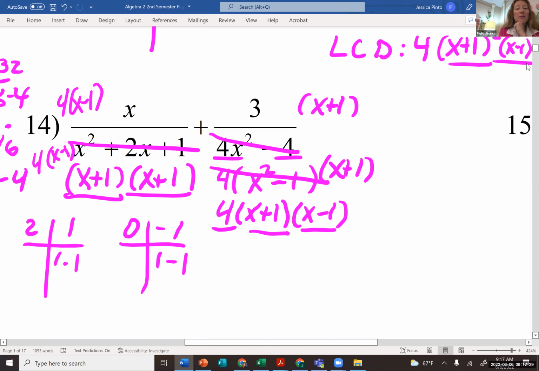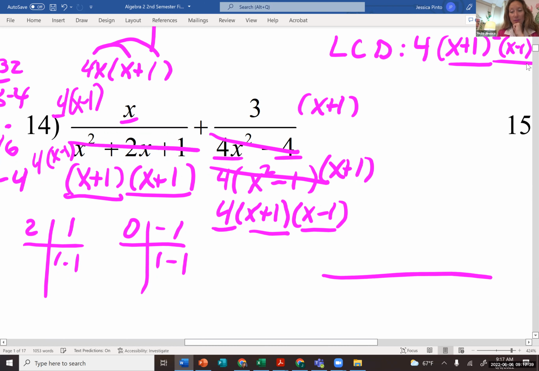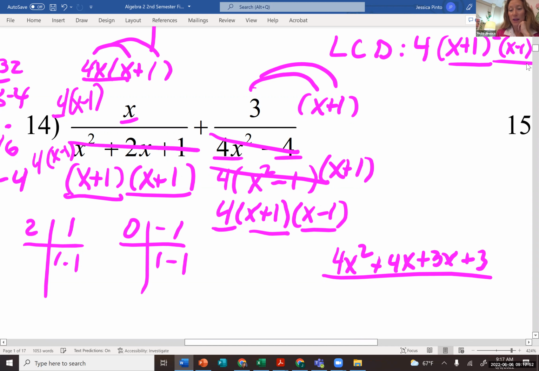So when I think of this, I'm going to think of it as 4x times x plus 1, and I'm going to distribute that to get, where will I write my answer? I'm going to write it right here. And that numerator is 4x to the second power, and then plus 4x. And then with the 3, I'm going to do plus 3x, and then plus 3. So that's my numerator here. Adding these middle terms together, I've got 4x squared plus 7x plus 3.